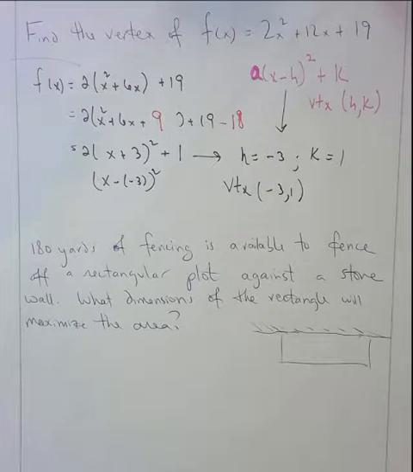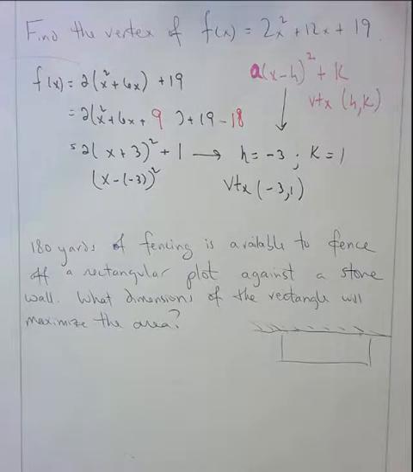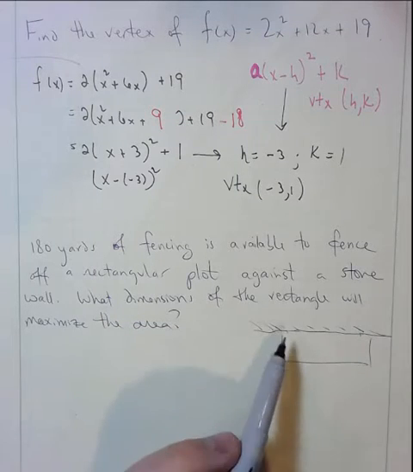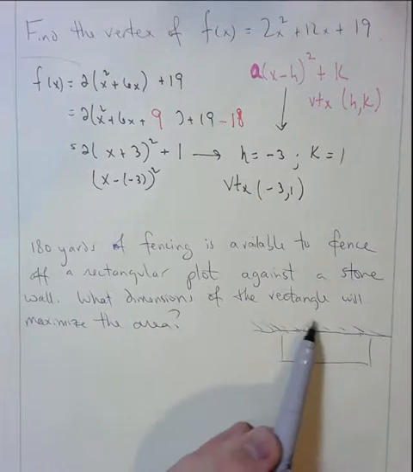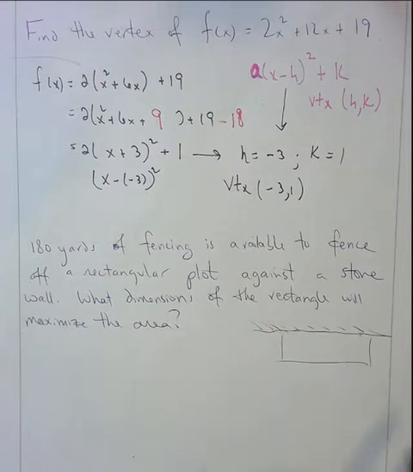Now, this ability to locate maximums or minimums of a function that's more complicated than just a straight line is crucial in answering more complicated questions, like the one that's posed here. So we have 180 yards of fencing. We're going to fence off a rectangular plot against a stone wall, which means there's no fence here. This is a wall. The fence is this part. It's going to be a rectangle, and we want to know what dimensions of the rectangle will maximize the area.